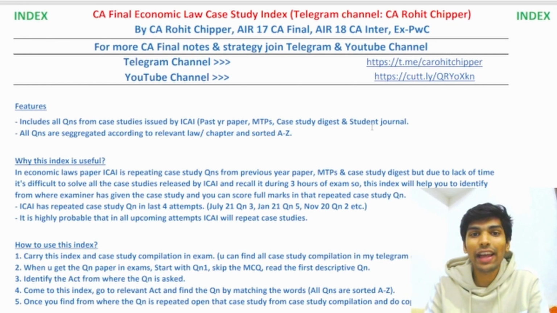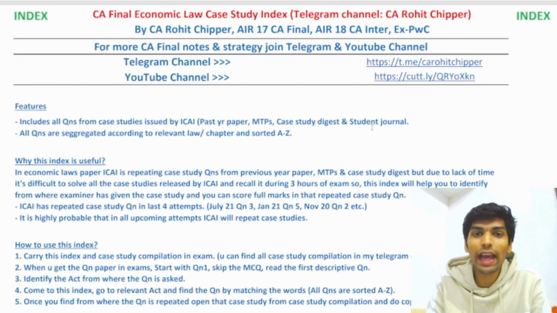Also in the other elective paper like FSCM, in the July 21 paper, almost 70 to 80 marks of the paper was from the case study digest. So now it becomes very important for us to understand and solve each and every case study that ICAI has released. But since ICAI has released so many case studies, more than 120 plus, it is very difficult to solve all of them and recall which case study is repeated in the exam. So I have made this index.